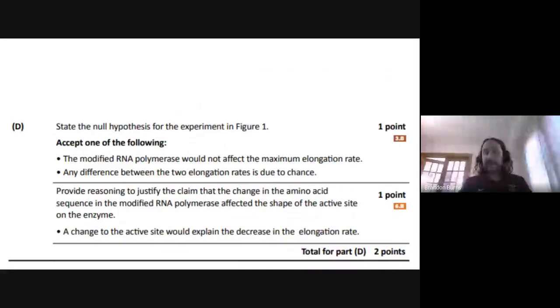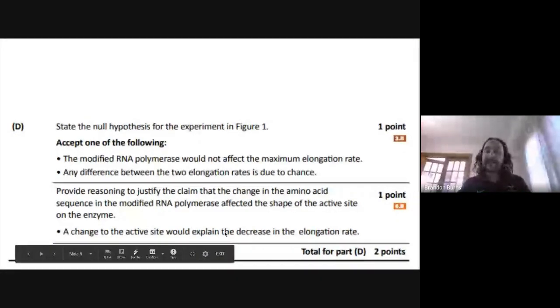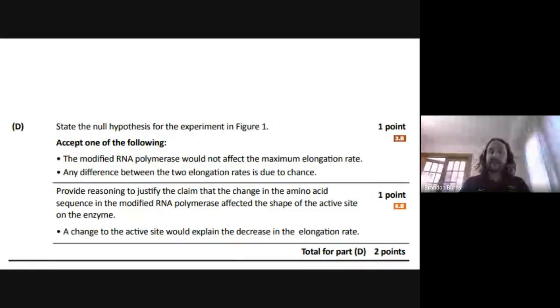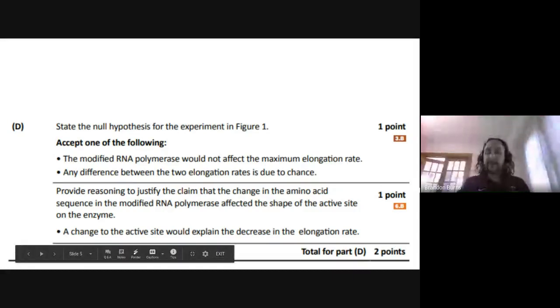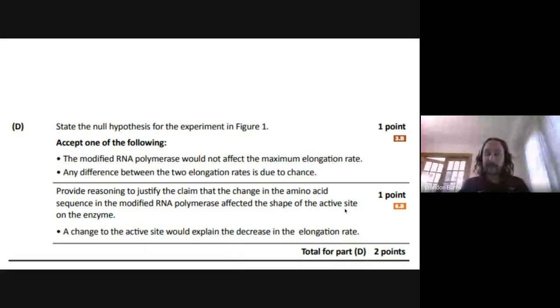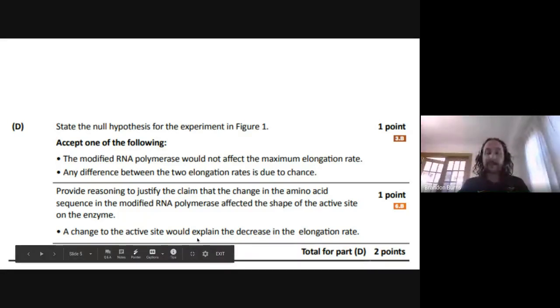So you would have to state something about the active site of the enzyme and that it would decrease the elongation rate. Okay. You could also talk about the change in the shape of the protein structure changing the active site, which would decrease the elongation rate. But it has to mention the active site. Okay. You can't just talk about protein shape being changed by amino acid sequence because they're asking about the active site. Okay.